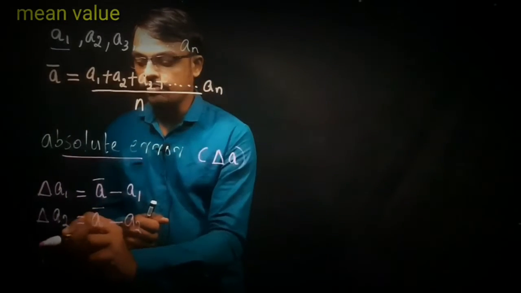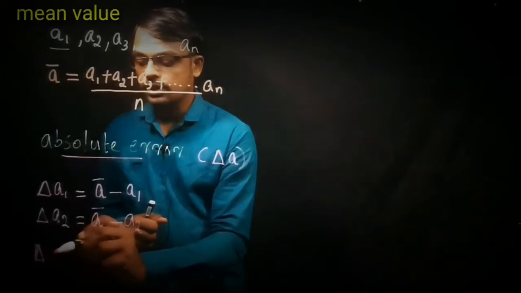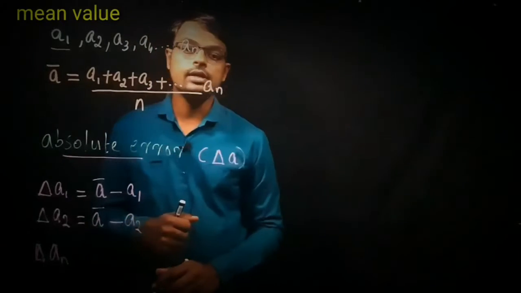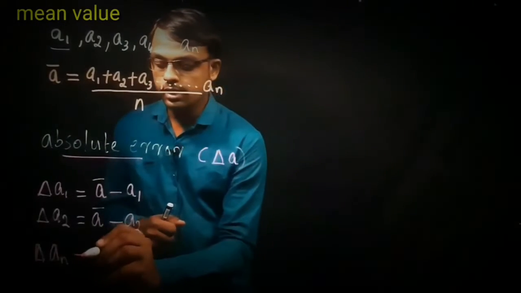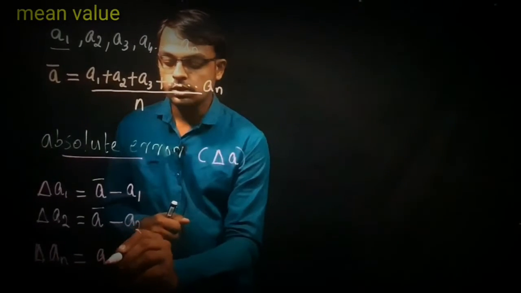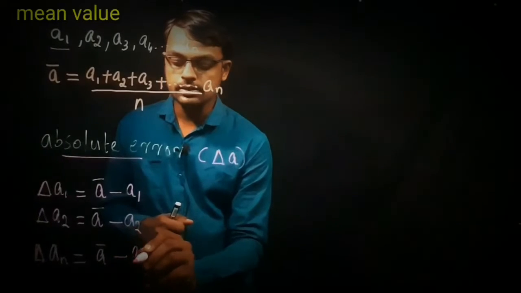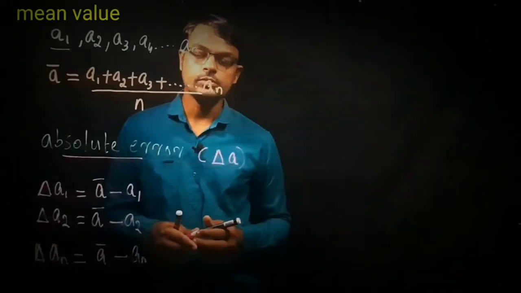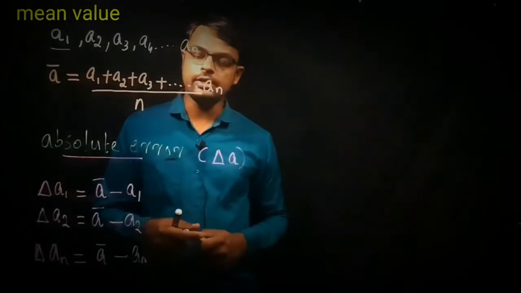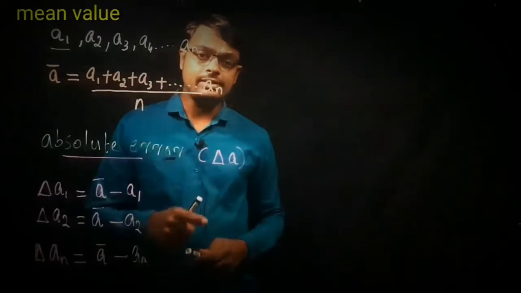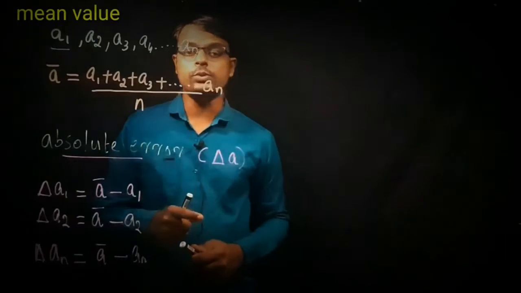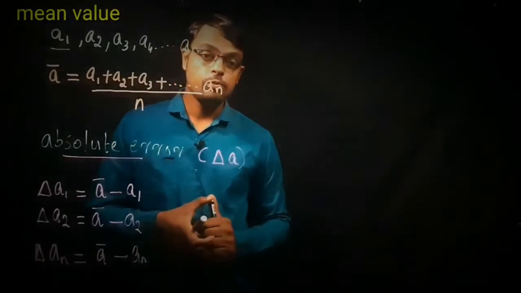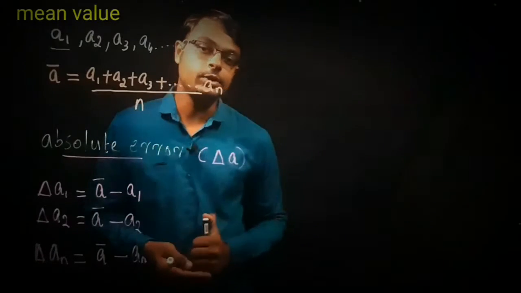What you will be getting in the final one is delta AN. What is that? Delta AN is equal to the true value minus the measured value AN. So now we have the absolute error. The absolute error may be either positive or negative.